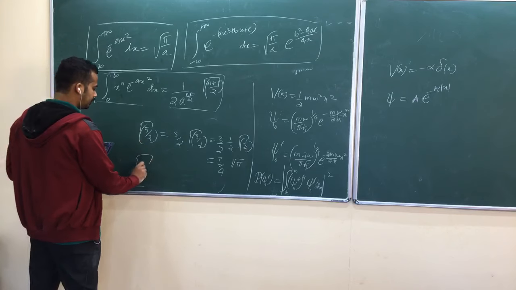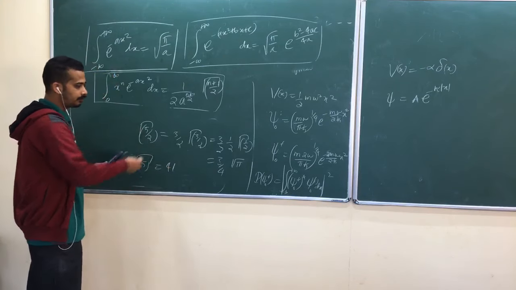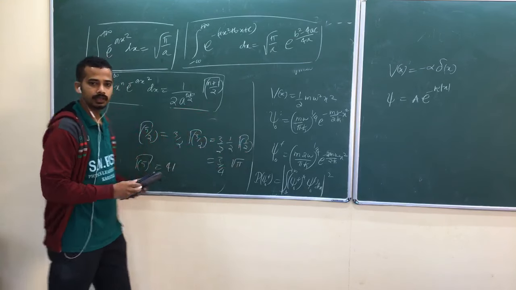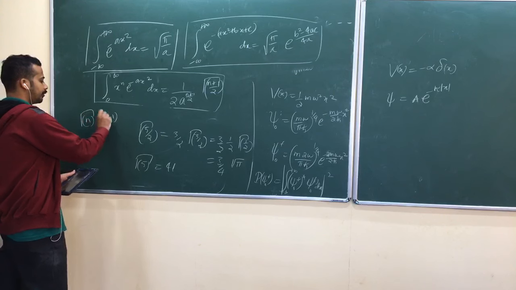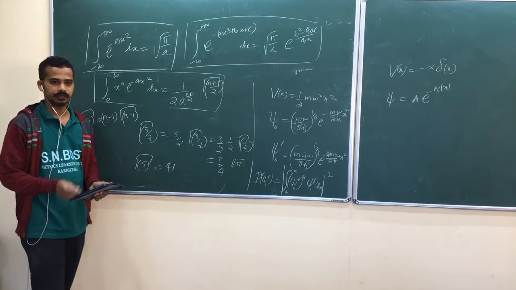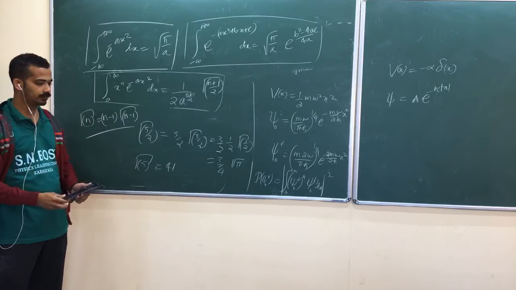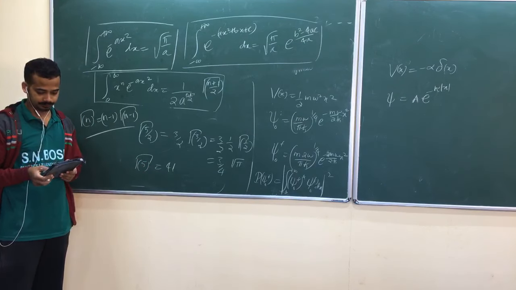If you have gamma of any integer, suppose 5, you can quickly write 4 factorial. But gamma of half integer, you have to successively reduce according to the rule gamma of n is equal to n minus 1 gamma n minus 1. This is the most general rule. If it is integer, you can write n minus 1 factorial. Okay? Just practice.